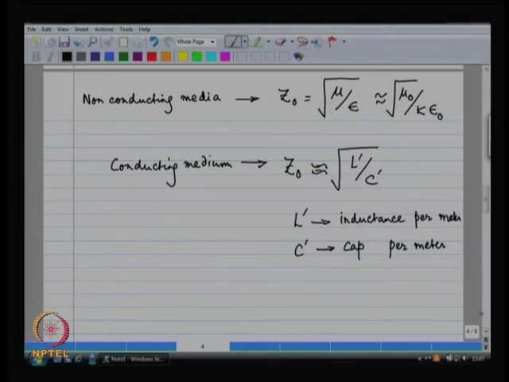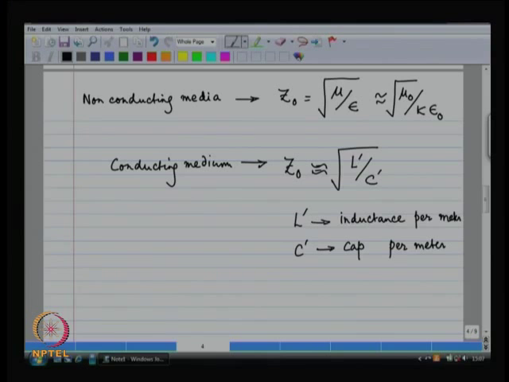Okay. Then as far as when we talk about atmosphere as a transmission medium, Z0 happens to be equal to the square root of mu by epsilon. If you have a conducting medium such as a wire, then Z0 happens to be equal to the square root of L prime by C prime. L prime is defined as the inductance per unit length, and C prime is the capacitance per unit length. These formulations are very similar.